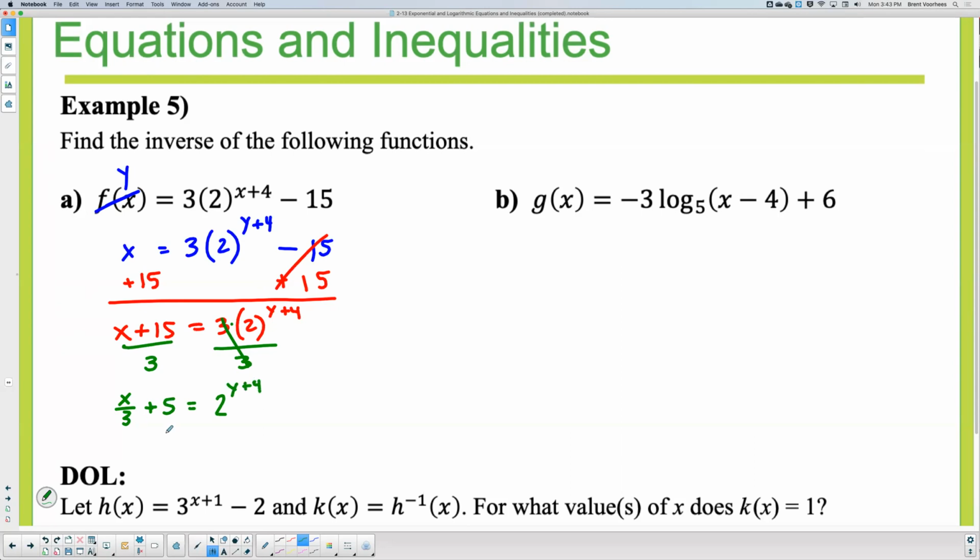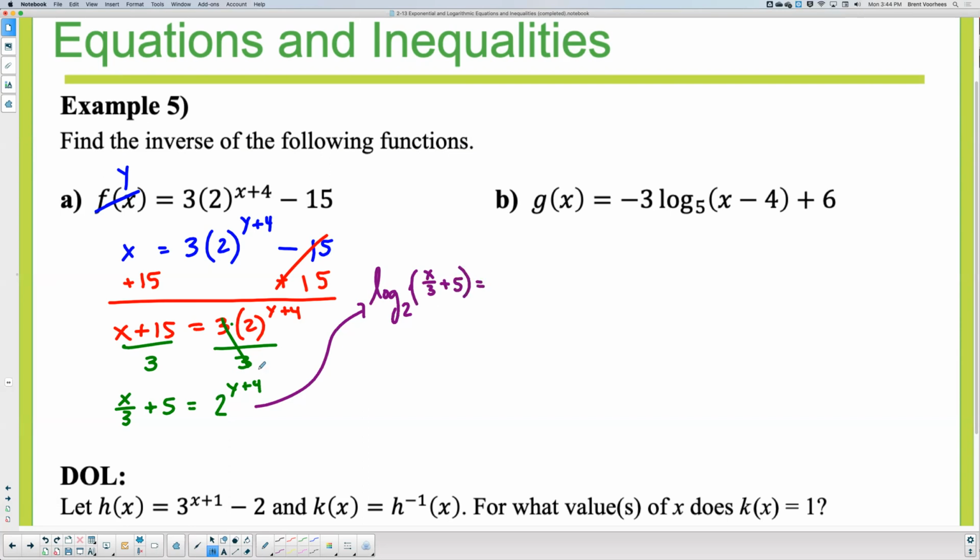Okay, so now what happened is I've isolated this into an exponential function. So the way to solve an exponential function is you convert it to a logarithm. So what I'm going to do here is say this is the same thing as log with a base of 2, but instead of raising it to the y plus 4, I'm going to raise it over here to the x over 3 plus 5.